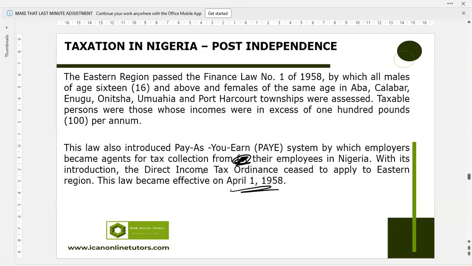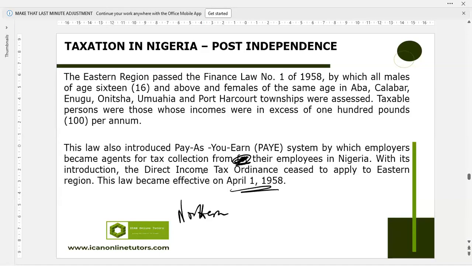1 April 1958. The Western region also passed its own income tax law to replace the Direct Income Tax Ordinance in 1957. So it has similar characteristics to the Finance Law of Eastern Nigeria. Then the Northern region passed its own law, the Northern Nigeria Personal Tax Law.